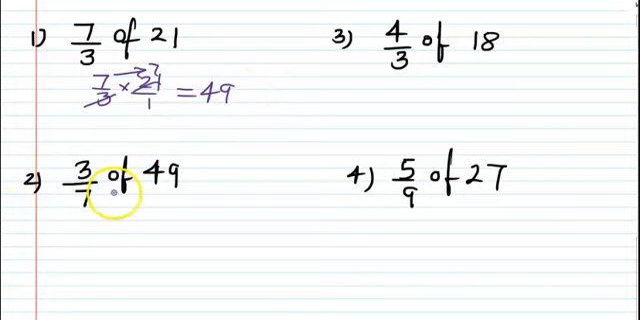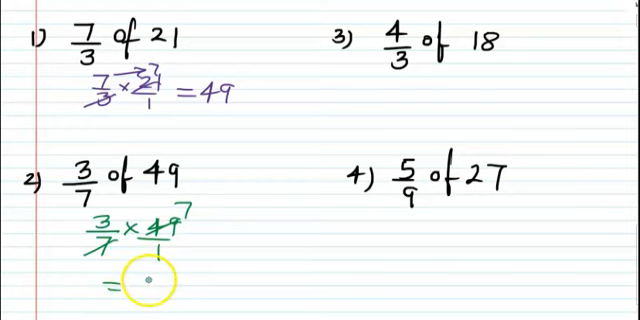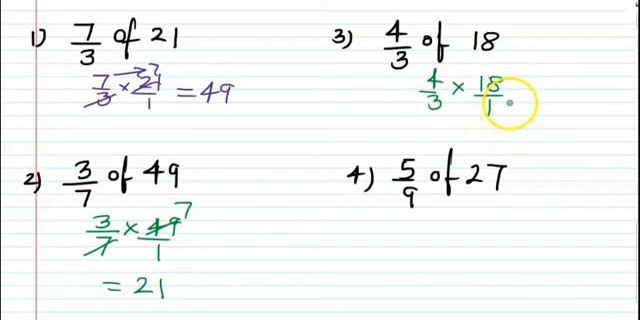Thank you. Okay, Iman. 3 over 7 of 49. Explain this one. 49 divided by 7 is how much? 7. So we can cancel and we got 7. And your final answer is? Thank you. Okay. Good, Karan. Question number 3. Explain, please. So you did 4 with 3 multiplied by 18. Then you do 18 divided by 3, which is 6. And then you multiply 4 by 6, which is 24.